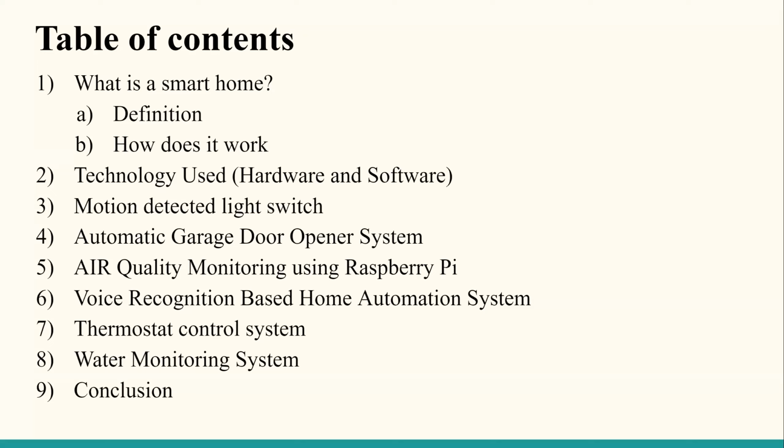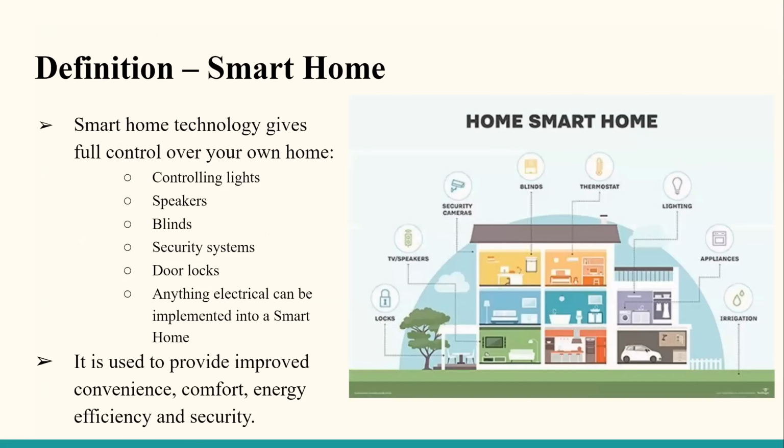So our presentation will consist of what a smart home is and how it works, the technology that we have used from hardware to software, the motion detected light switch project, the automated garage door opening system, air quality monitoring using the Raspberry Pi, a voice recognition based home automation system, a thermostat control system, and the water monitoring system.